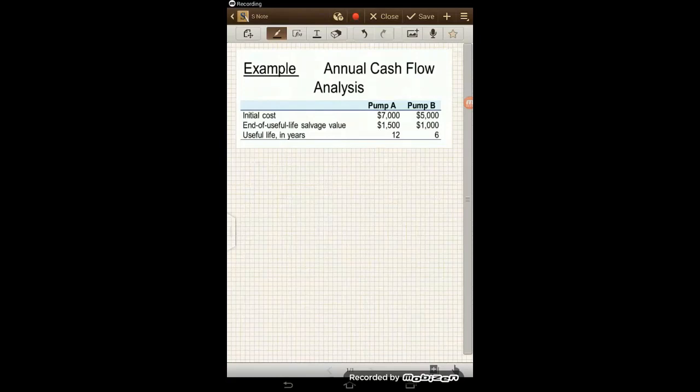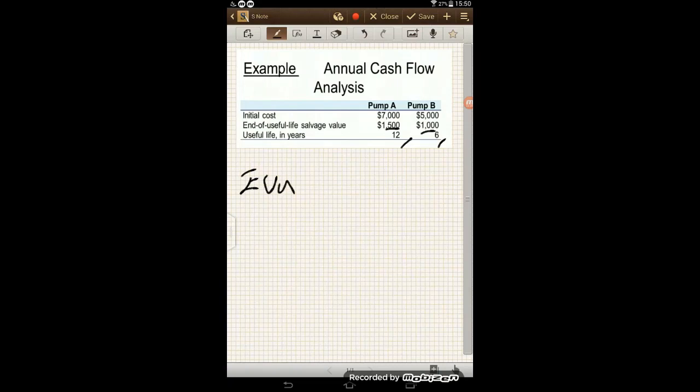We are going to analyze what happens if we have different useful lives of different materials. In this question, pump A and pump B have different useful lives. The first one has 12 years, the second one is 6 years, and we have different salvage values when they finish their useful life. We have a special formula for annual cash flow analysis in different life sections.